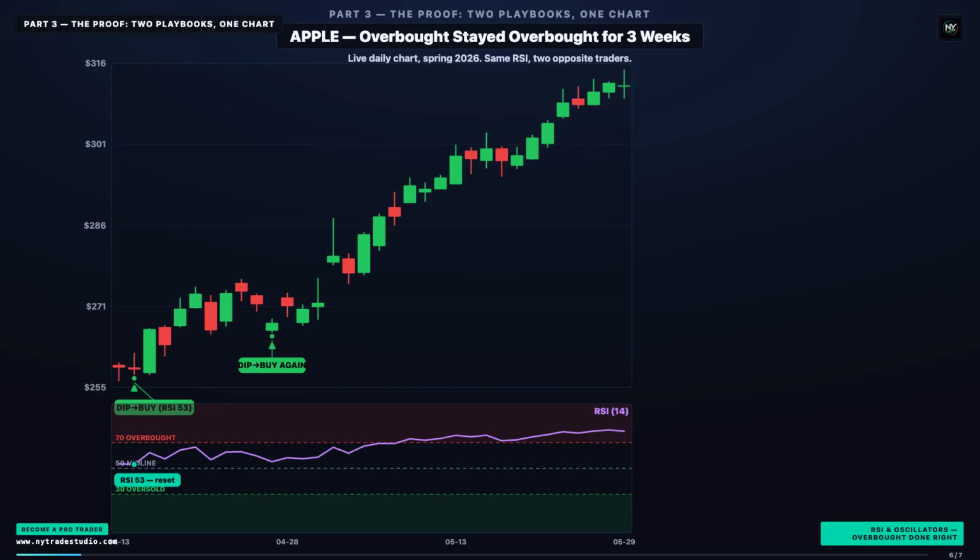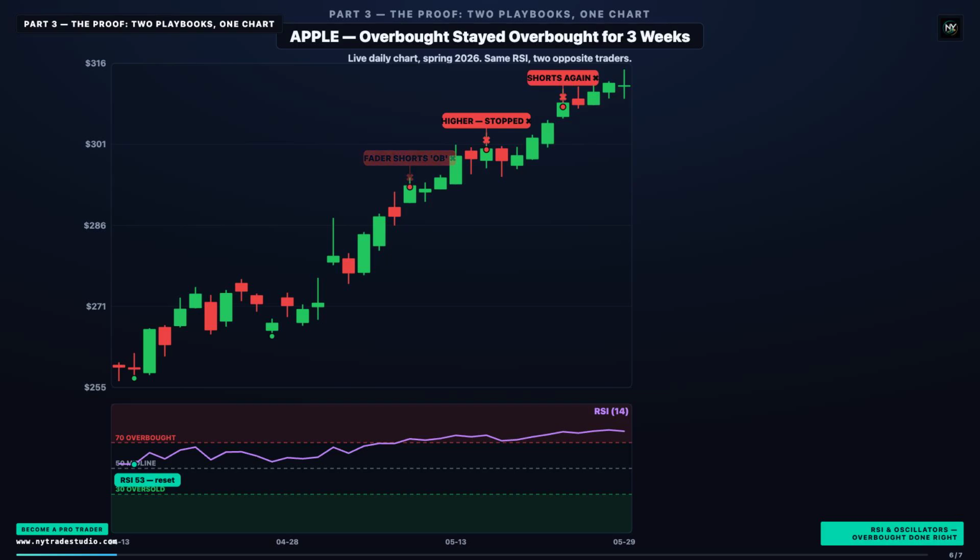Now the trend really catches fire, and the RSI climbs straight into overbought. And this is where the fader wakes up. RSI is above 70, so he shorts it. Certain price is stretched and must fall. Instead, Apple keeps climbing, and he is stopped out for a loss. But the RSI is even higher now, so he is even more sure. And he shorts again, even higher up, and again he is run over.